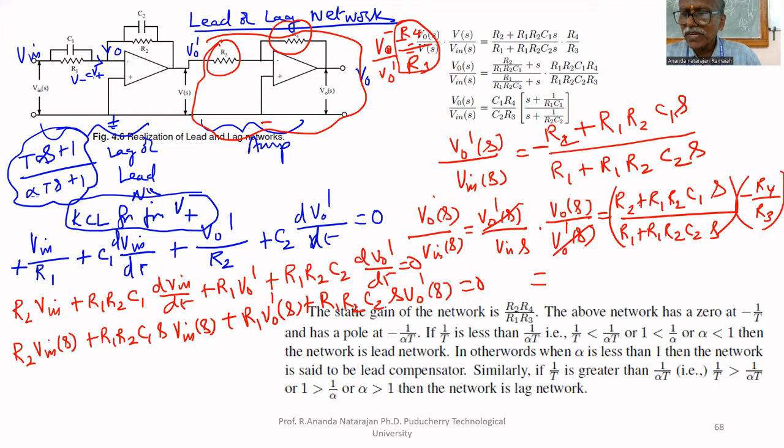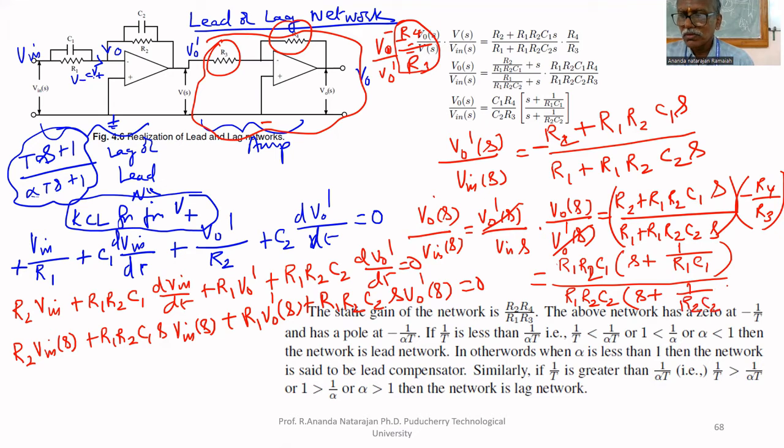If you take R1 R2 C1 outside, what you will get is S plus 1 by R1 C1, whole divided by R1 R2 C2. If you take that outside, what you will get is S plus 1 by R2 C2, multiplied by R4 by R3.